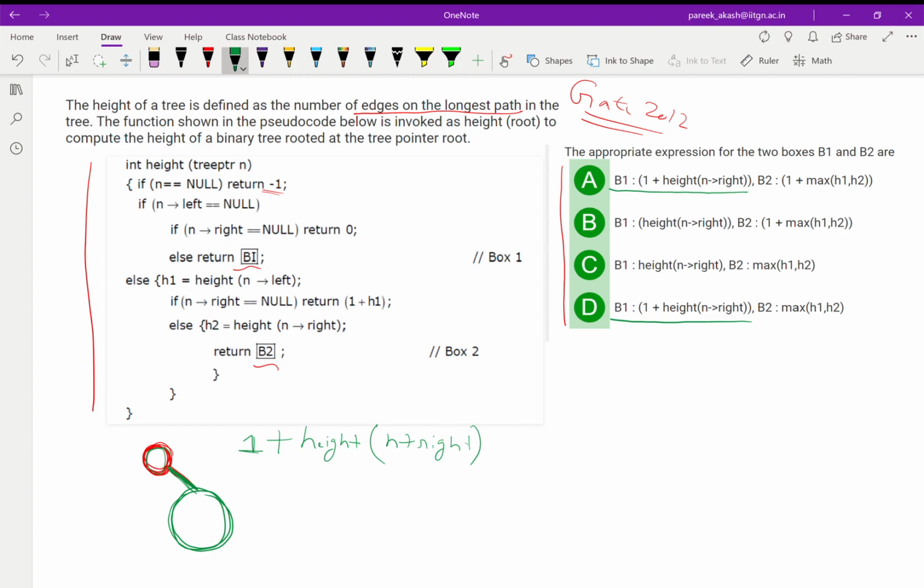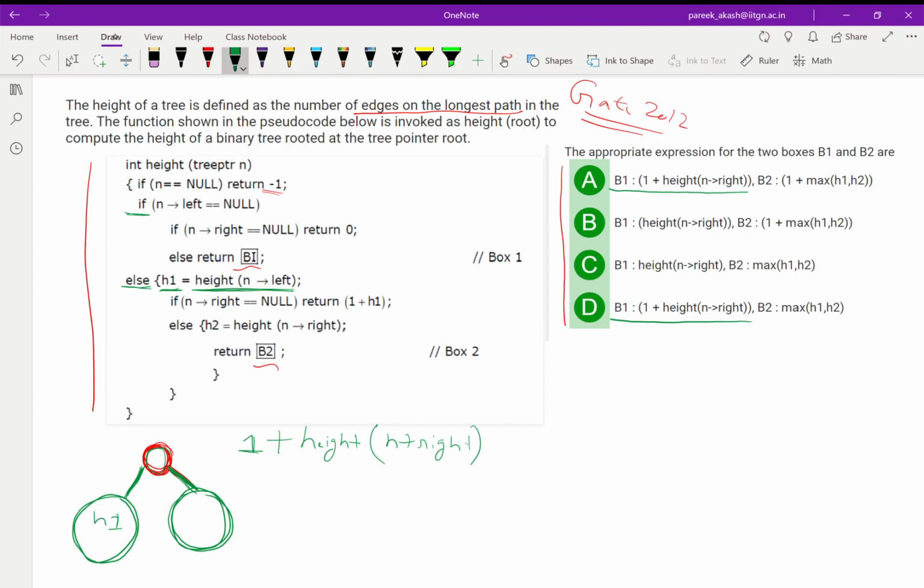And now we can go again to else. Why would this else have come? This else is for this if. If n of left equal to null is false, that means there was some subtree on the left, that's why we have come to else. Now it says calculate in h1 the height of n left, that means the height of the left subtree. So recursively it will calculate the height of this subtree, and it will return h1.